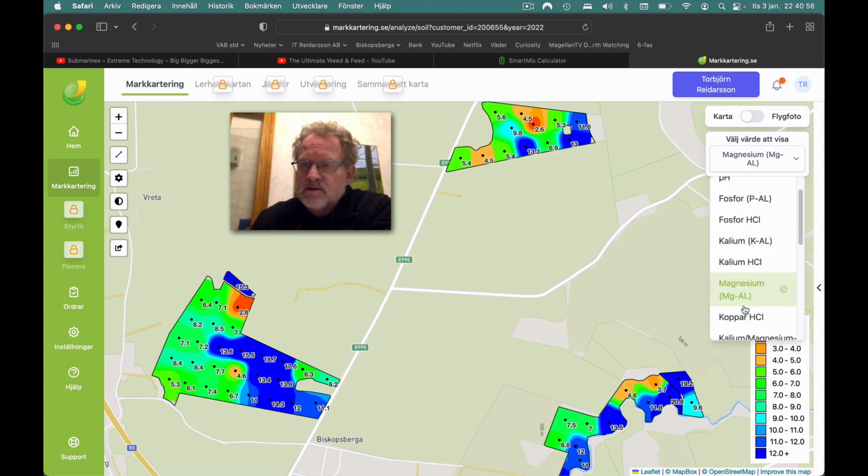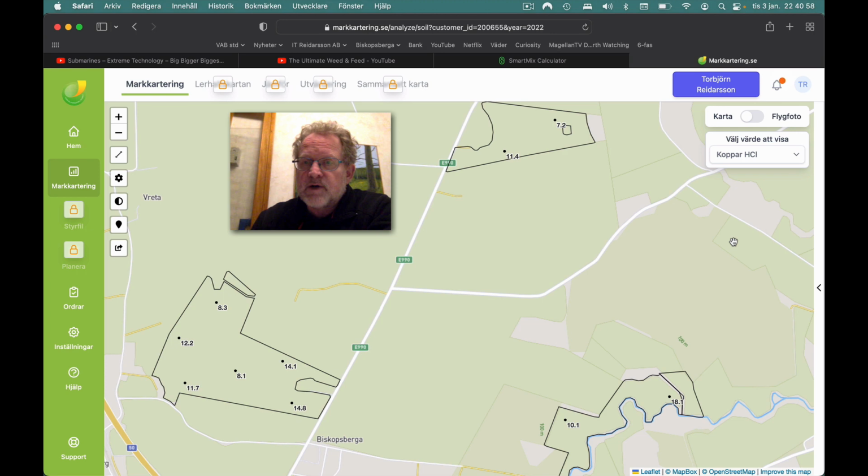Moving on to copper, I actually have not researched what the values here mean, and there's no coloring of the map, so I don't know what they mean. I need to research that. What I can just remember is that I saw a bag of copper fertilizer lying around on the farm since the former owner, so it's a good reason to go back and see what it should be.